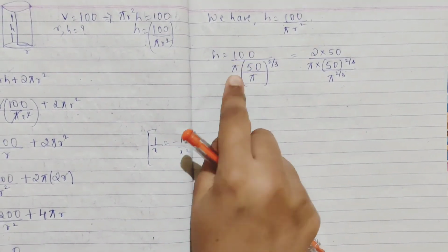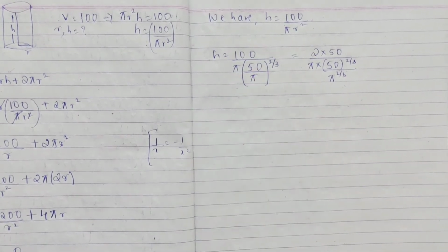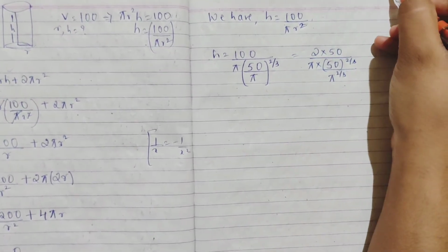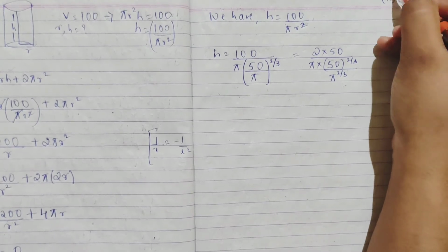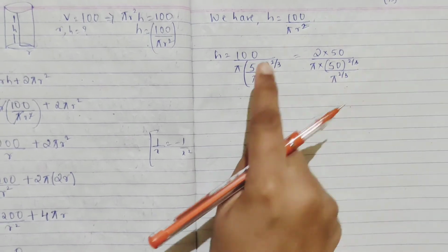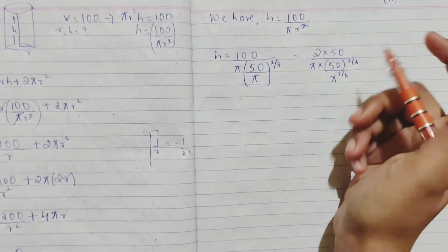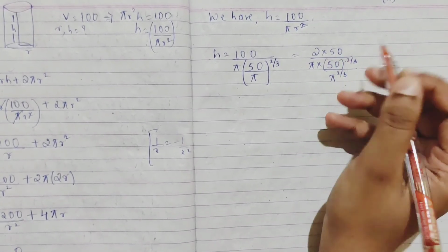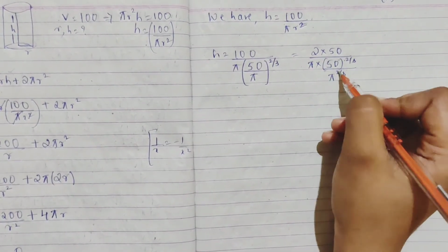So 100 by pi, here it is r square, okay? Your r is what? 50 by pi raised to 1 by 3, but here it is squared, okay? So 1 by 3 raised to square means 2 into 1 by 3, so this becomes 2 by 3. So directly I have written 2 by 3. And again I have broken my 100 like 2 into 50 by pi. Why? Because here 50 is there, so that it will be easy. You can make it as one term: 50 raised to 2 by 3 by pi raised to 2 by 3.